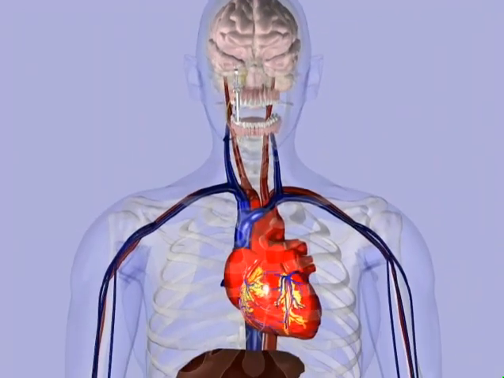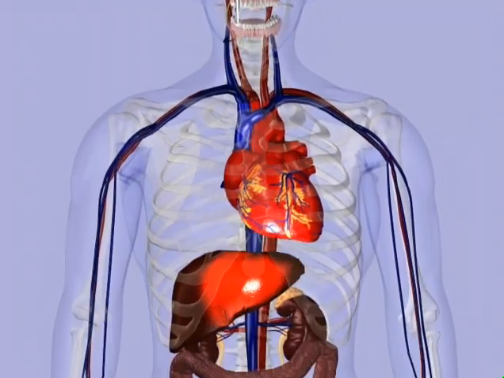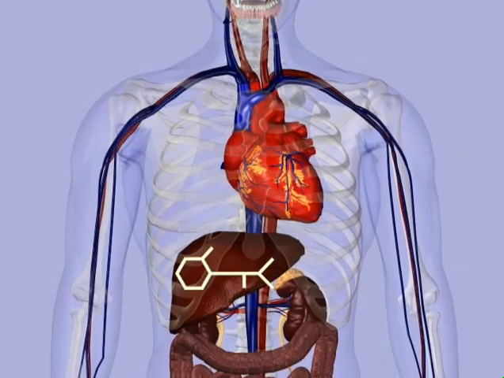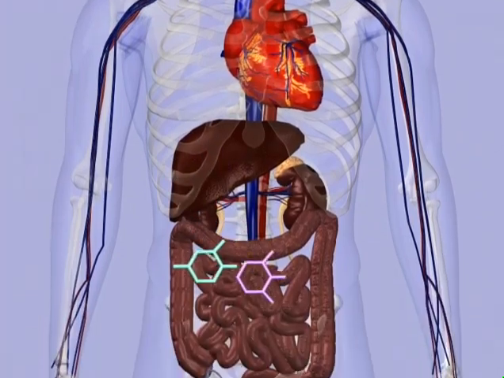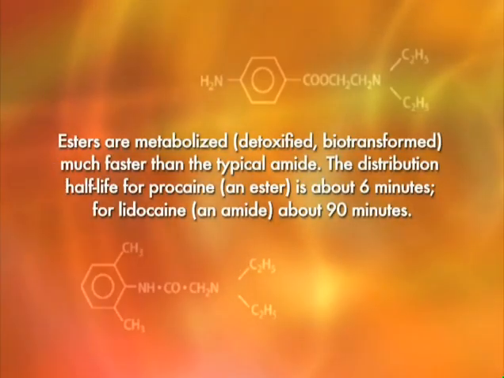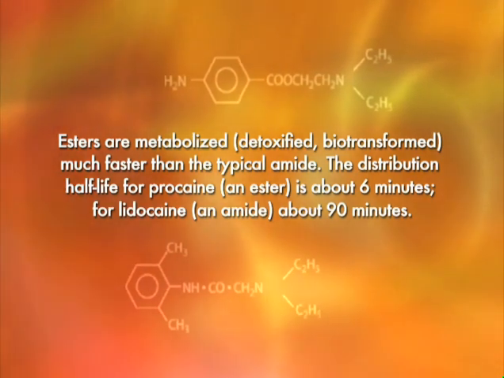They travel throughout the venous system, through the heart, and into the arterial circulation. It is only when the amide local anesthetic enters the liver that it is biologically transformed into an inactive component. Esters are metabolized much faster than the amides.